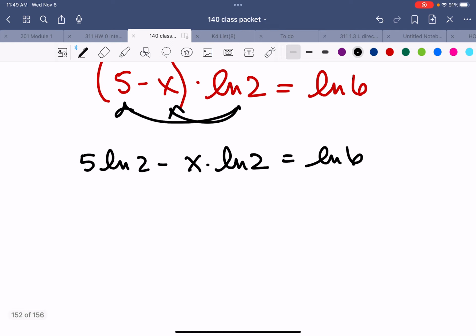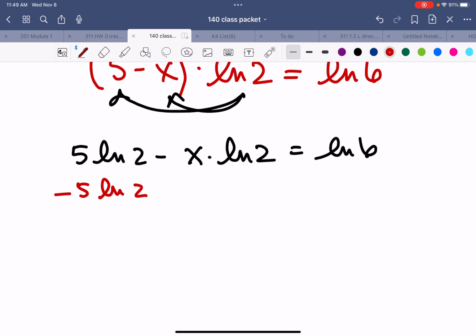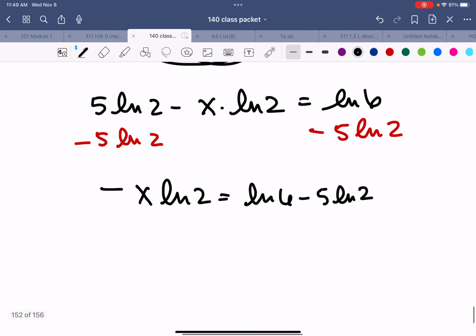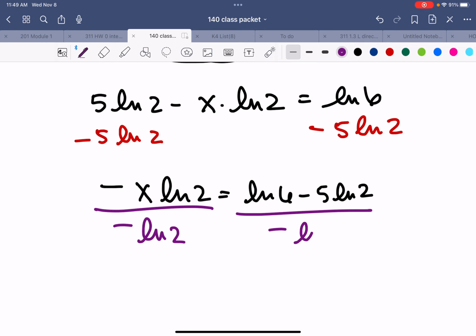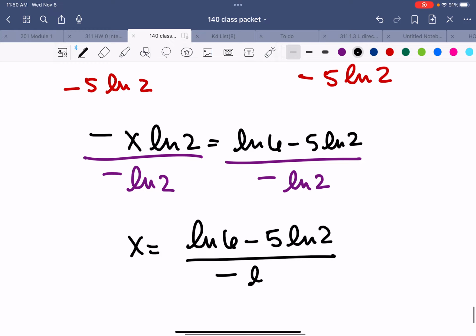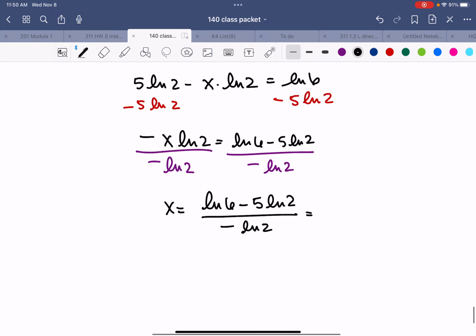It does not matter whether you put the natural log in front or behind the x. It's totally up to you on that one. I'm going to go ahead and move the 5 ln 2 to the other side because it does not have an x and only have one term that has an x. And that's going to leave me with negative x ln 2 equals ln 6 minus 5 ln 2. Then, to get my x by itself, I'm going to divide by the negative and the natural log of 2. And that means that my x is the natural log of 6 minus 5 natural log of 2 divided by negative natural log of 2. And we can go ahead and calculate that.